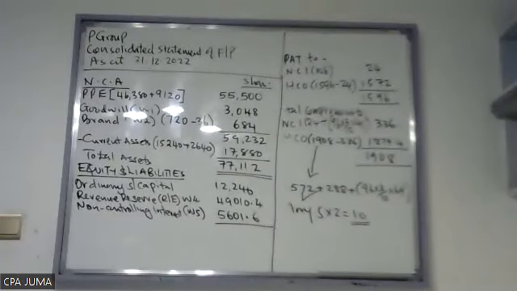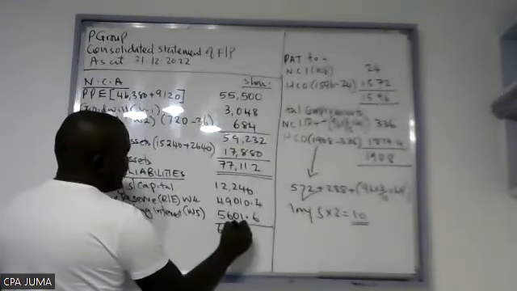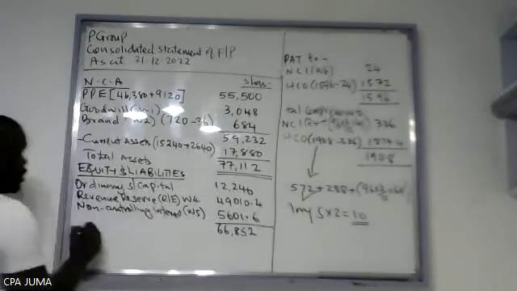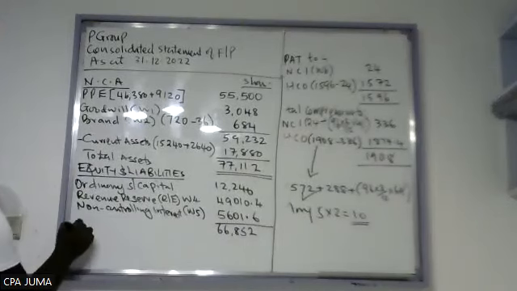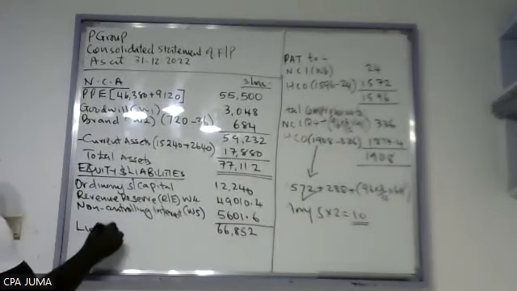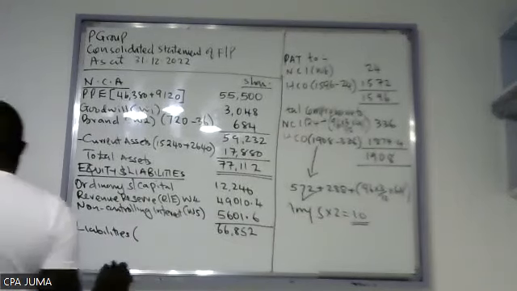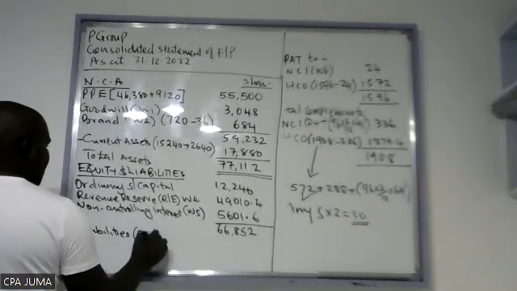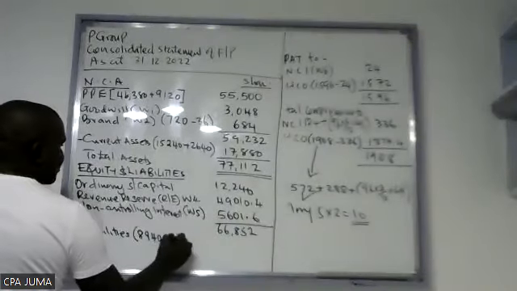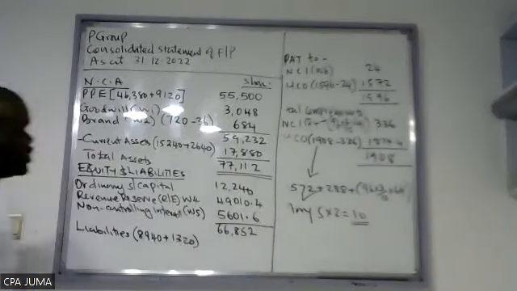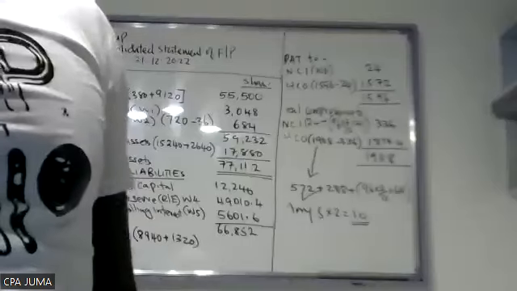You're okay with the figures? 66,852. Then we have liabilities. Liabilities is 8,940 plus 1,320. Tell me what you are getting when you add those two.